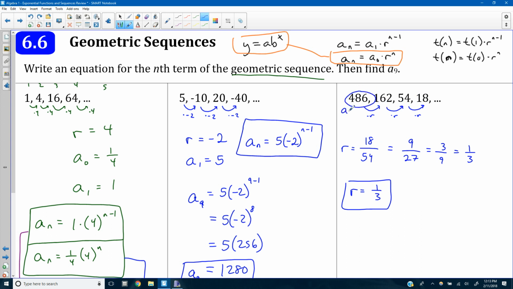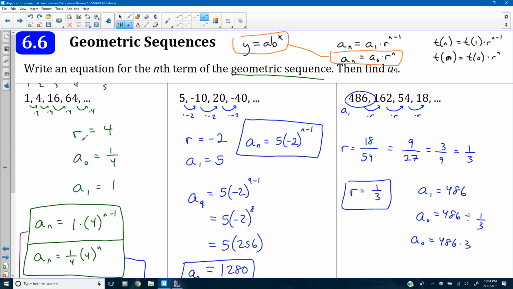This is my first term. a sub 1 is 486. Now, let's say you don't like this way that you write it. Instead, you wanted a sub 0 this time. If you want to do a sub 0, you better take 486 and divide by 1/3. That's not the same thing as dividing by 3. In fact, it's the exact opposite. Dividing by 1/3 is the same as multiplying by 3.